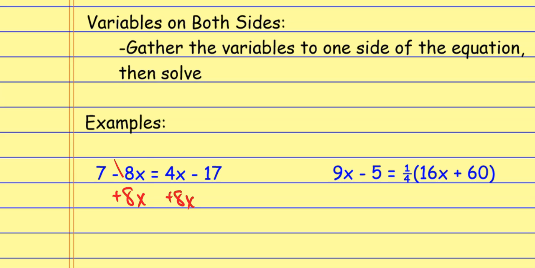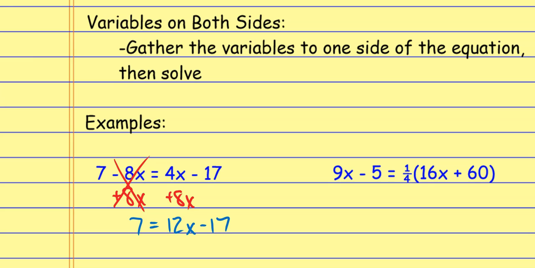So here, the minus 8x and the plus 8x cancel each other out. So I'm just left with a 7. Over on this side, this is really just combining like terms. The 4x and the 8x together give me a 12x. And then the minus 17 kind of tags along for the ride.